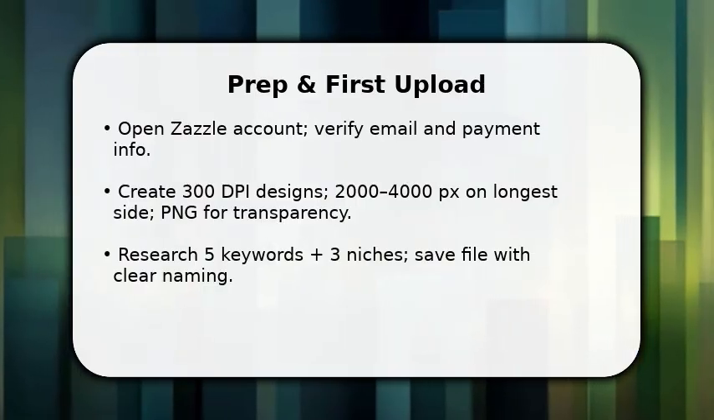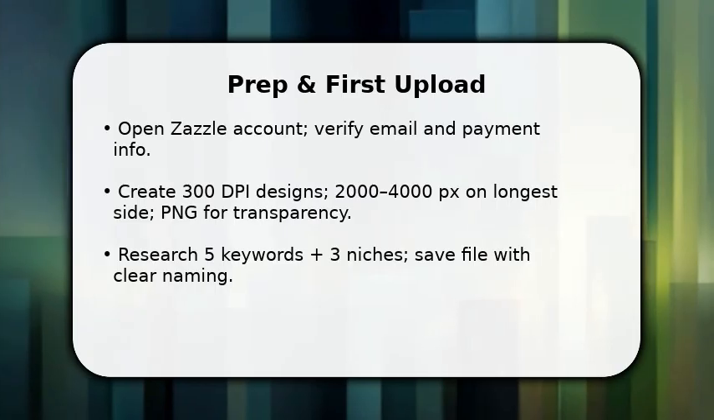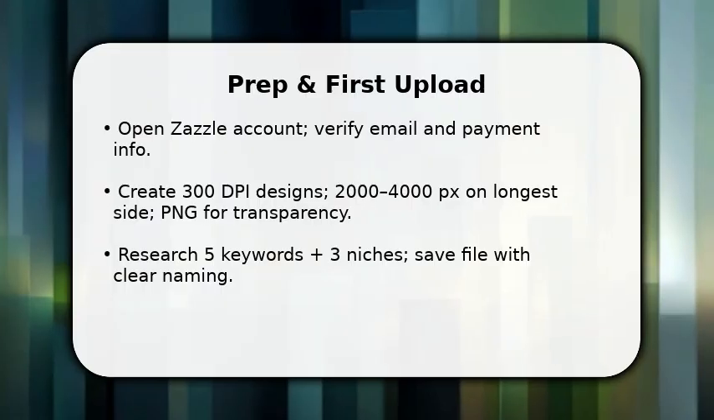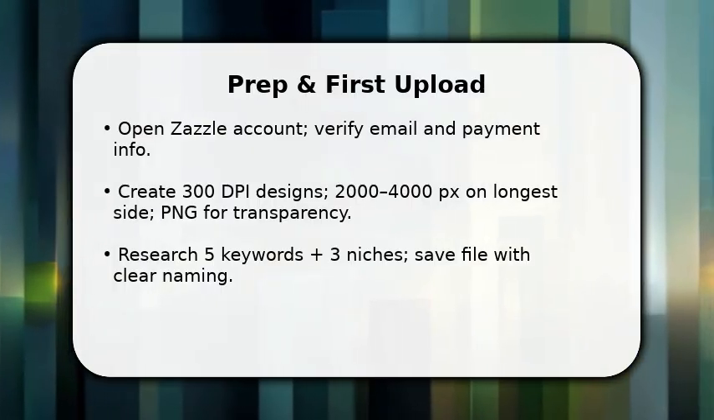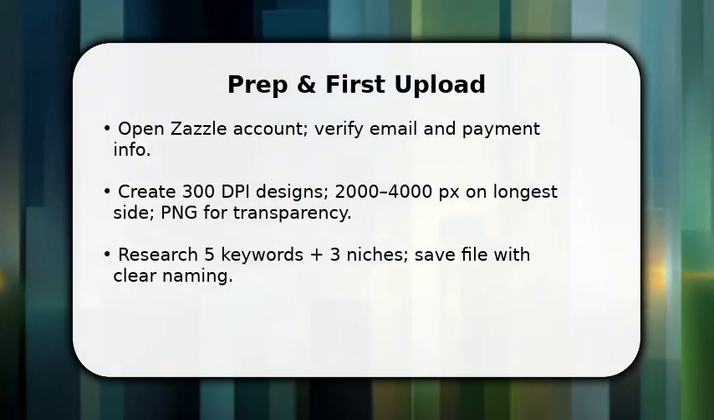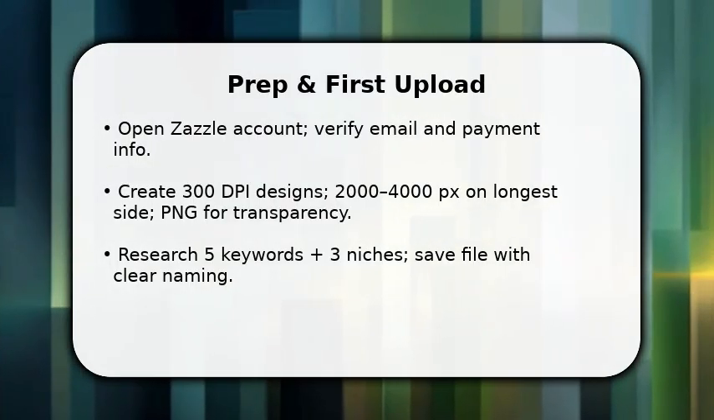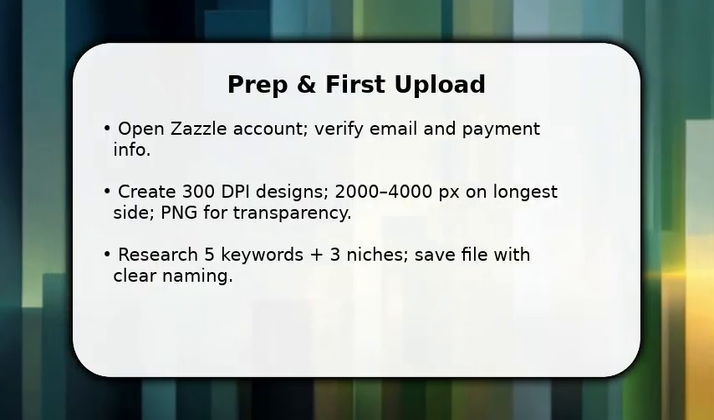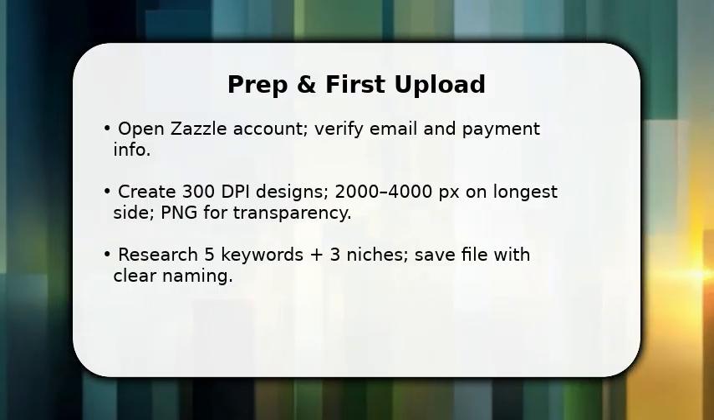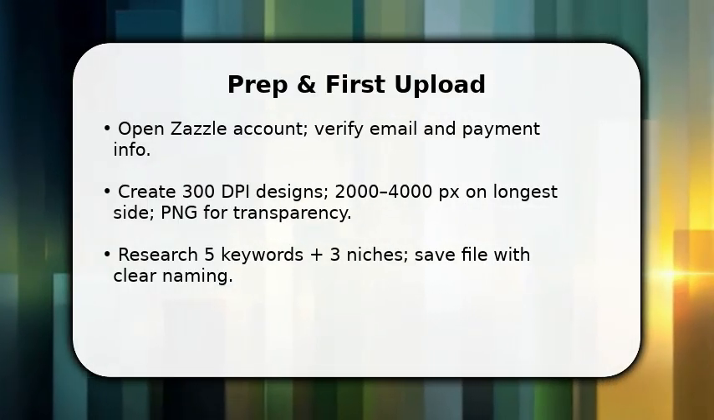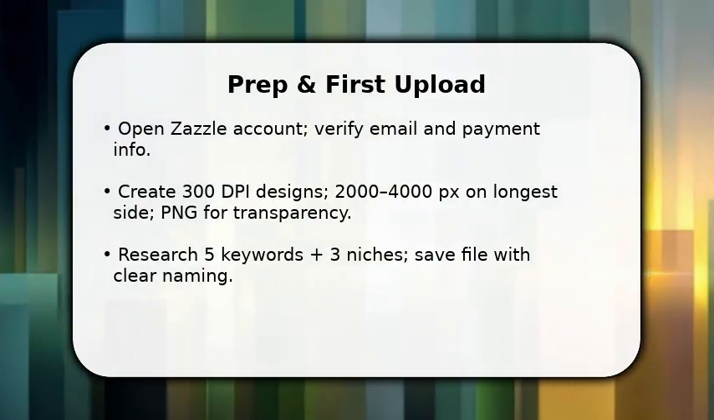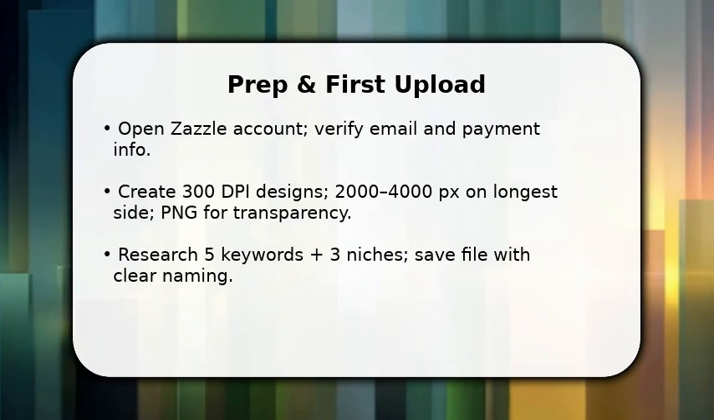You start by getting the essentials out of the way fast. Sign in, verify your account, and connect payment details so you can collect sales. Once done, prepare your sticker art at 300 dpi and export PNGs sized for common stickers, roughly 2,000–4,000 pixels on the longest side. At the same time, research 5 strong keywords and 3 niche ideas to name files and optimize listings. This early SEO work speeds discoverability when you upload.